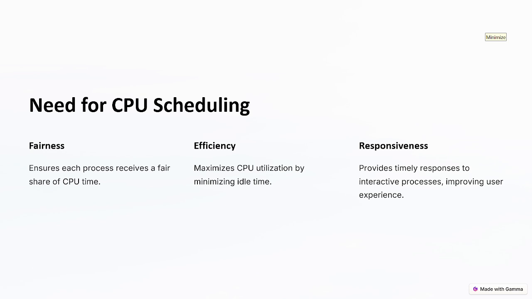The needs of CPU scheduling are fairness, efficiency and responsiveness. Fairness ensures that each process receives a fair share of CPU time, which means the processes entering the queue are executed by the CPU in the same order. Efficiency maximizes the CPU utilization by minimizing the idle time or waiting time. And responsiveness provides timely responses to interactive processes so that it improves the user experience.